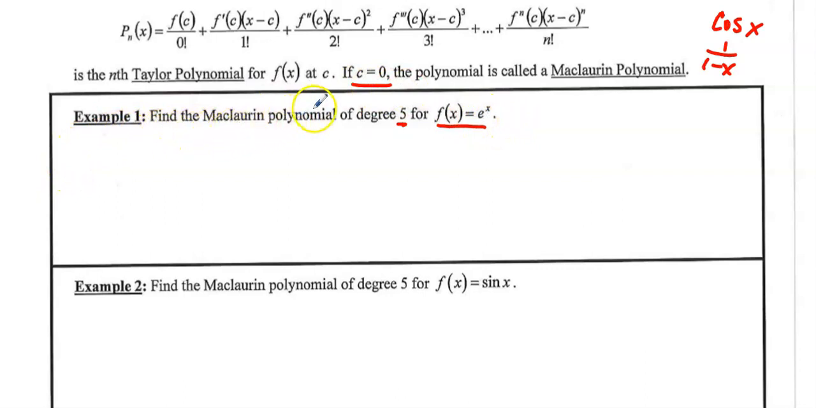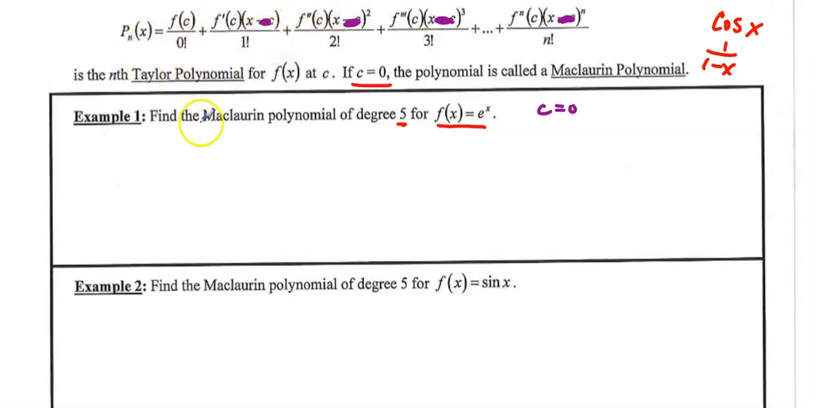Find the Maclaurin polynomial of degree 5 for f of x equals e to the x. The first thing I want to acknowledge is the very first term here, and I'm going to use x, but it doesn't really matter for this. In a Maclaurin series, c is going to be equal to 0, right? And so for both of these examples, if c is equal to 0, then you're just left with the x's in the parentheses. Taylor series we'll do a little differently, but that's it.